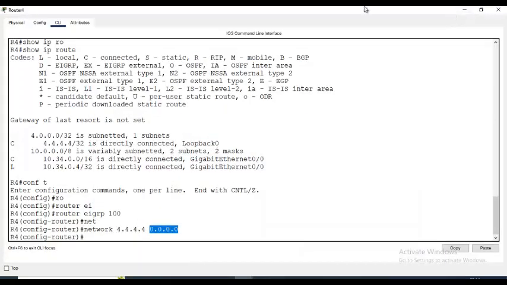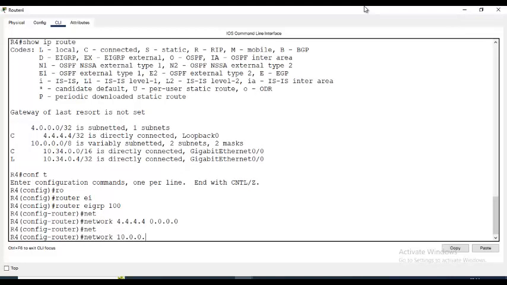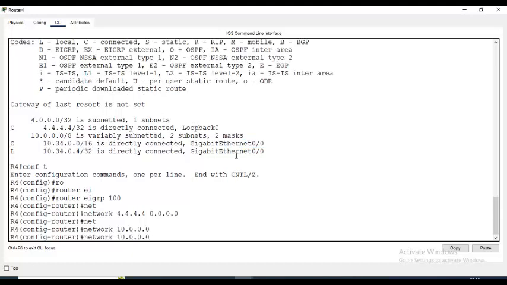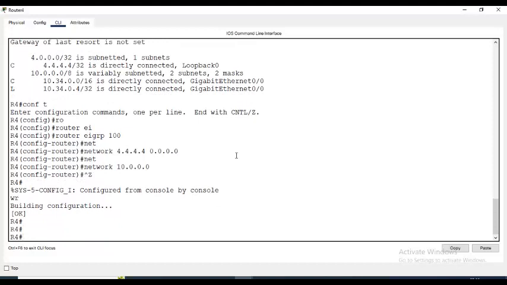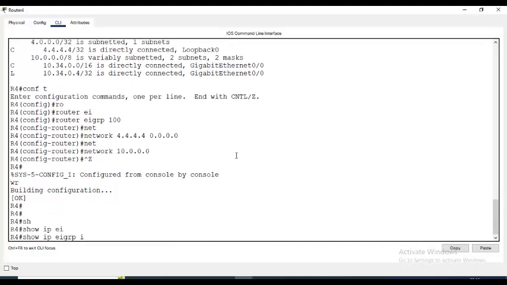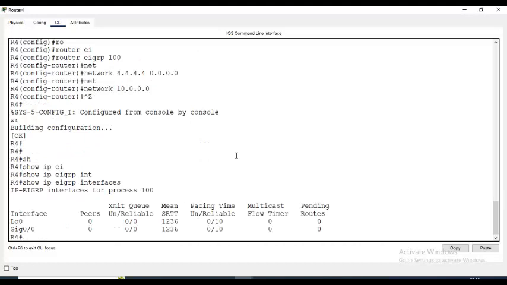So now, for the other network, I can simply say 10.0.0.0 also, because there is only one interface with 10. Is there any other interface? No. I can simply say this. Or I could have also said 10.34.0.0 with wildcard mask 0.0.255.255, which we'll do in the next router. You see, show ip eigrp interface. You see, EIGRP running on these two interfaces.